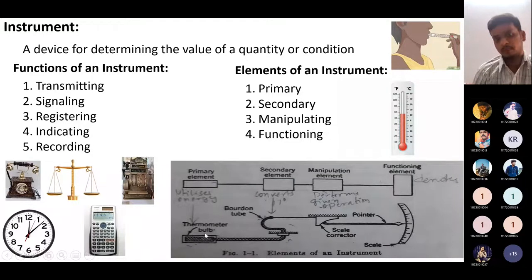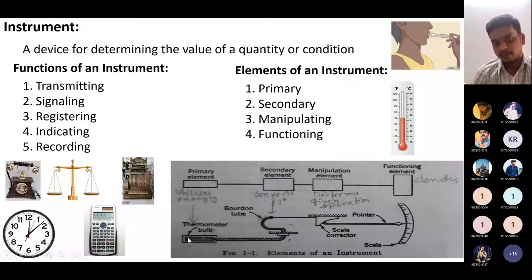first one will be the thermometer bulb. In this bulb, there will be mercury filled. Depending on the outside temperature, this mercury will be expanded. So the expanded mercury will be displacing this Bourdon tube or a pressure spring, we can call. As soon as this outside heat has been sensed by that particular primary element, which we will be calling the thermometer bulb, as a primary element. Why? Because this is the first part which is in touch with the hot fluid or a measuring medium. So that's why we will be calling this a primary element.